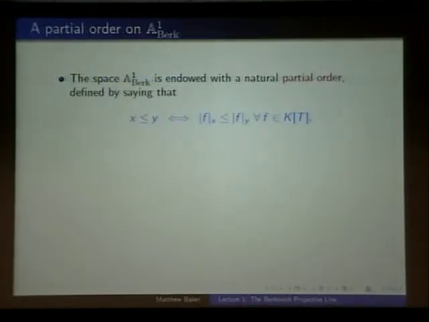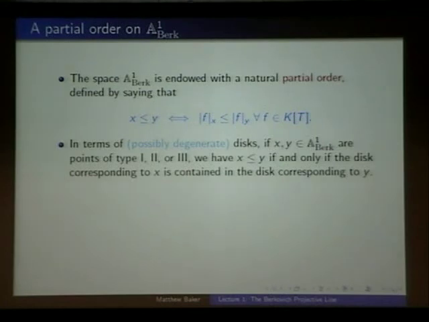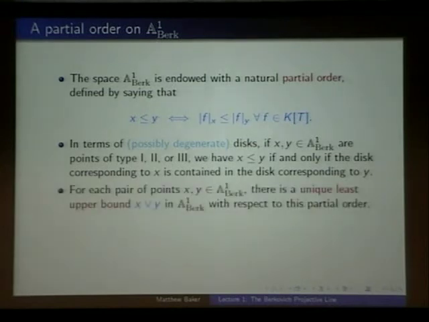And the reason that this comes in is that there's a partial order on A1 defined just by saying that x is less than or equal to y if and only if, for every polynomial f, the absolute value of f at x is less than or equal to the absolute value of f at y. In terms of disks, this just means that one disk is contained in the other. So the partial order just comes from containment of disks. And you can use your imagination to extend this to points of type 4. But in particular, any pair of points has a unique least upper bound.